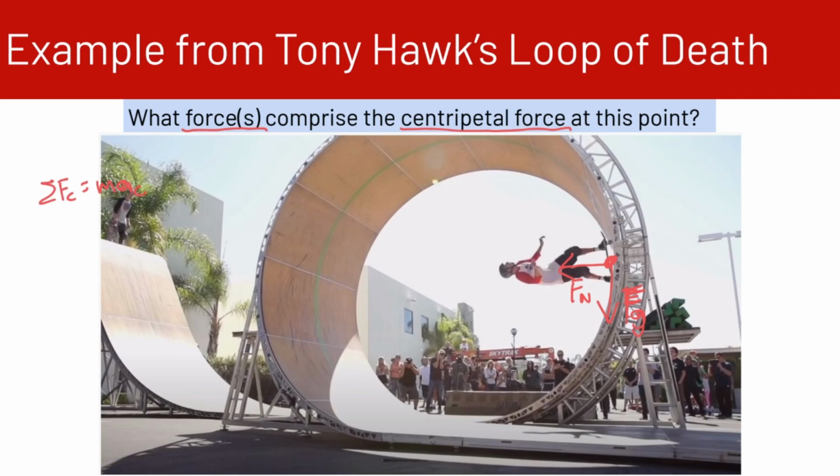So the centripetal force is always pointing into the circle. So the only force that we have that's pointing into the circle in this case is the normal force. So the sum of forces in this case is equal to the normal force. So that's the only force that we have that comprises the centripetal force in this example.